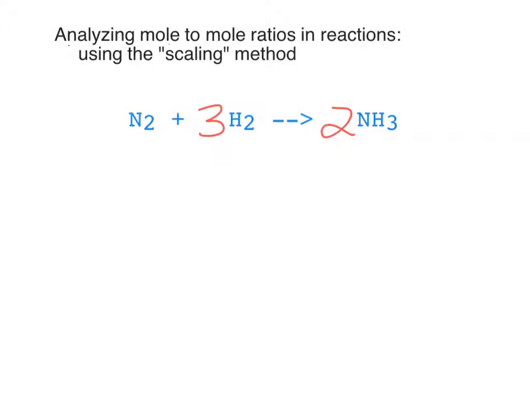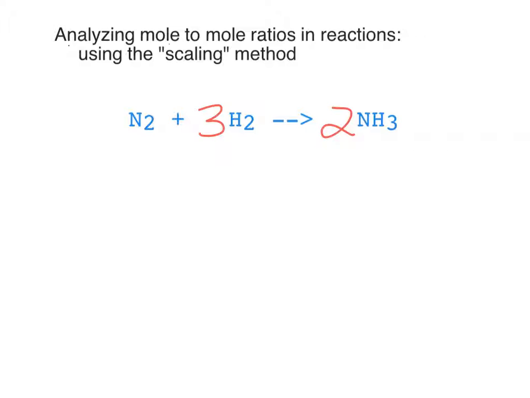So this 1 to 3 to 2 ratio tells us something important. It could say 1 cup of flour and 3 cups of butter would make 2 dozen cookies. It doesn't, but you know what I'm saying. In this case, it means that we could have 1 nitrogen molecule and 3 hydrogen molecules gives us 2 ammonia molecules. It's one way to interpret this reaction.